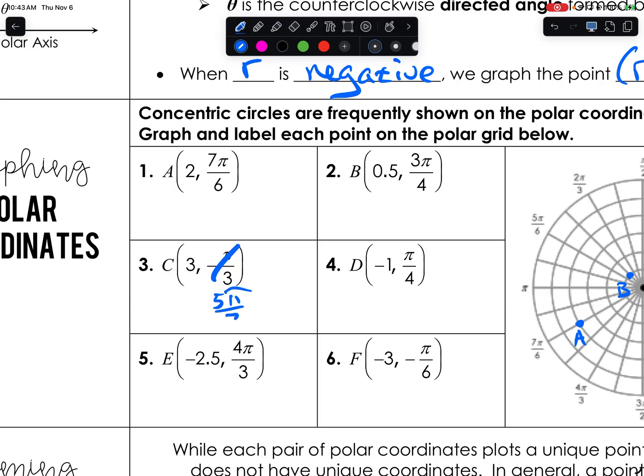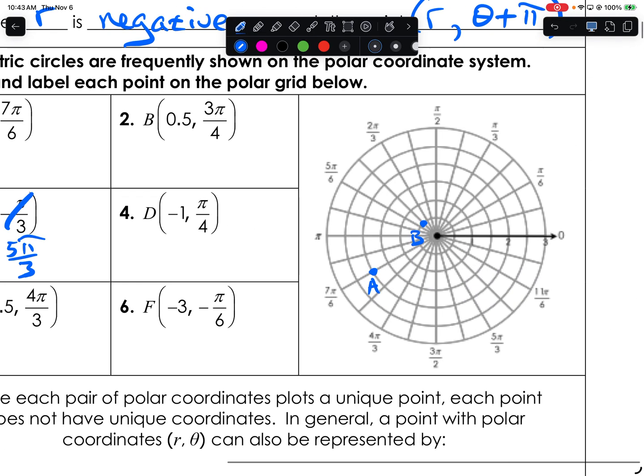And then we're going to go to the outermost circle and make a dot at 5 pi over 3, and that is point C. So this is like a really easy test question for me to give you, this kind of problem, so expect to see it on your test.